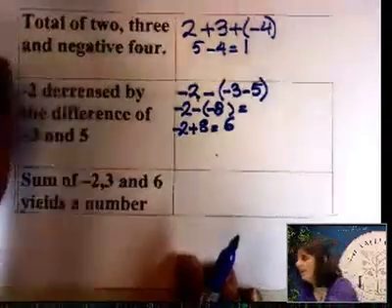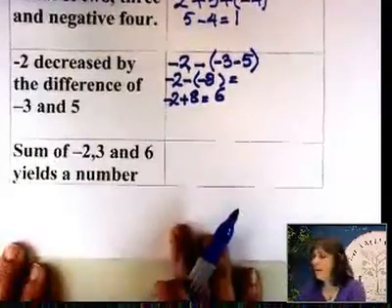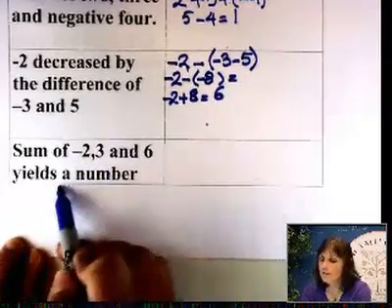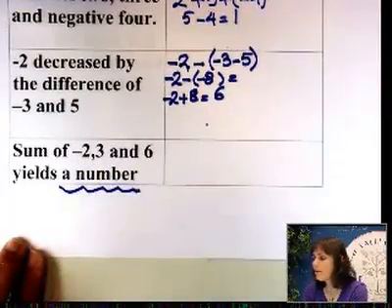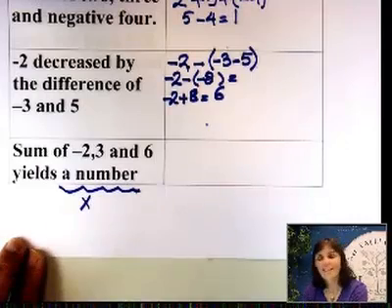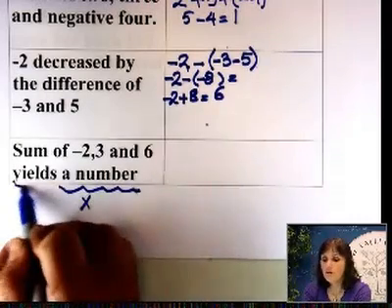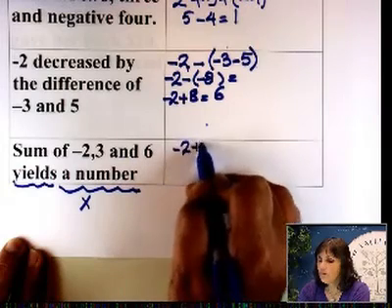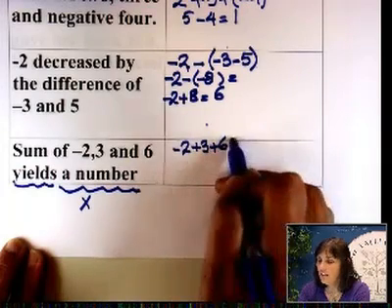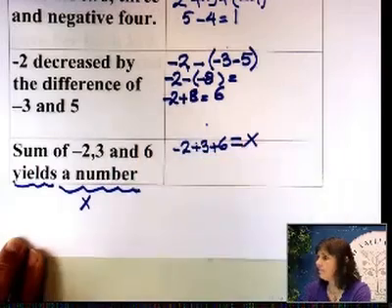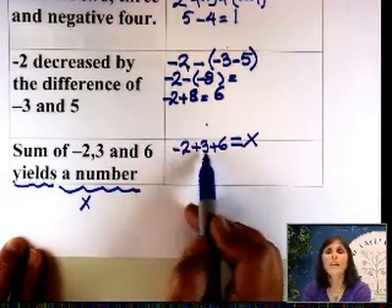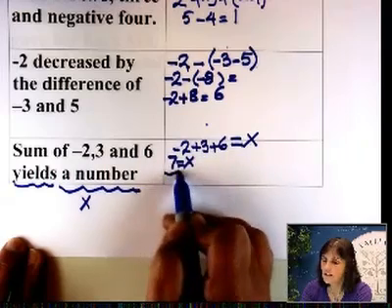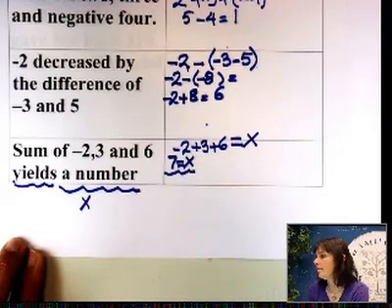All right, let's do this one. Sum of negative 2, 3, and 6 yields a number. When you see the words a number in pre-algebra, just put an x in there. Yield means equals, so let's write this down. Negative 2 plus 3, that's 1, plus 6, 7. 7 is a number. Great.